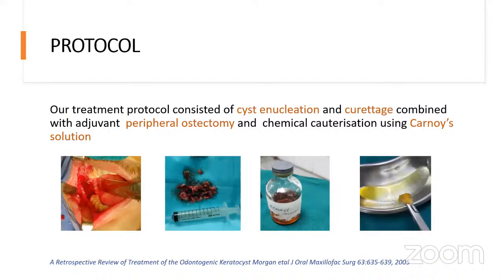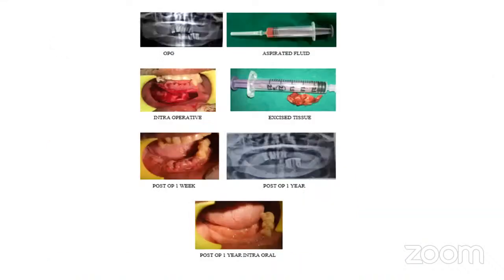Now, our protocol was cyst enucleation combined with curettage and adjuvant therapies like peripheral osteotomy and chemical cauterization using Carnoy's solution. This is a case of a 30-year-old male patient with a histologically confirmed OKC in the mandible posterior region.